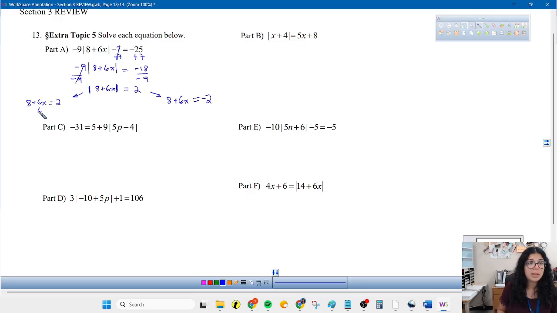Subtract 8, we get 6x is equal to negative 6, and then divide by 6, we get x equals negative 1 is one of my answers. And then on this side, subtract 8, 6x equals negative 10, divide by 6, x equals negative 10 over 6, which would simplify to negative 5 over 3. And those are my two solutions.